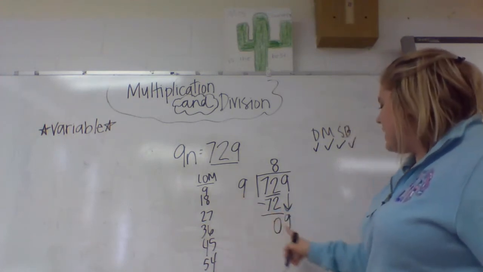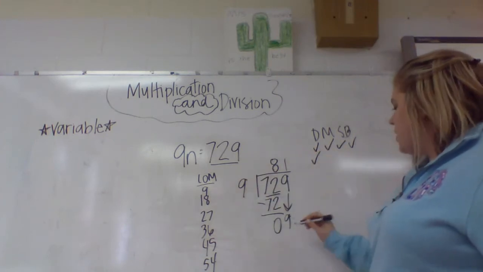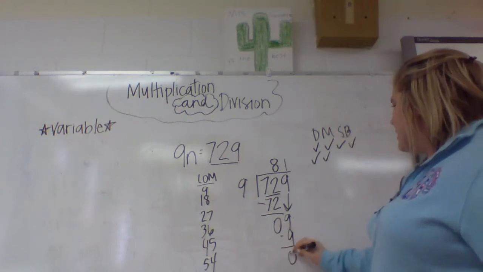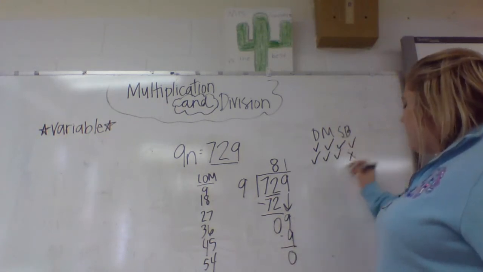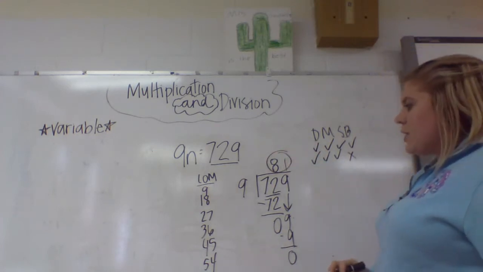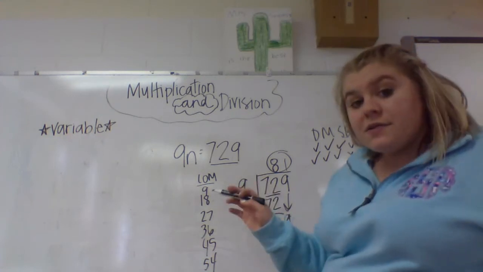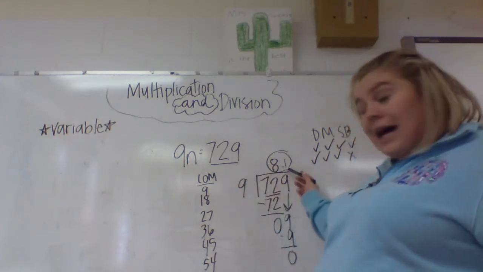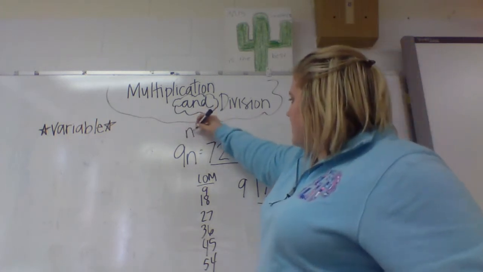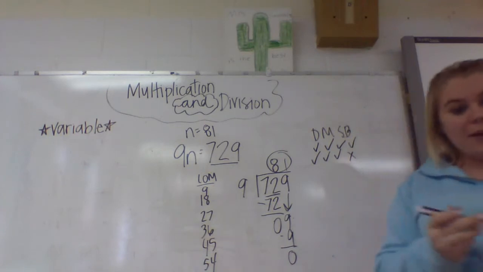We're ready to start again. How many times can 9 go into 9? 9 can go into 9 one time. 1 times 9 is 9. 9 minus 9 is 0. I have nothing left to bring down, and I have no remainder. So 729 divided by 9 is 81. We can also look at that as 9 times 81 is 729. So that means that n is 81. That is my missing piece.